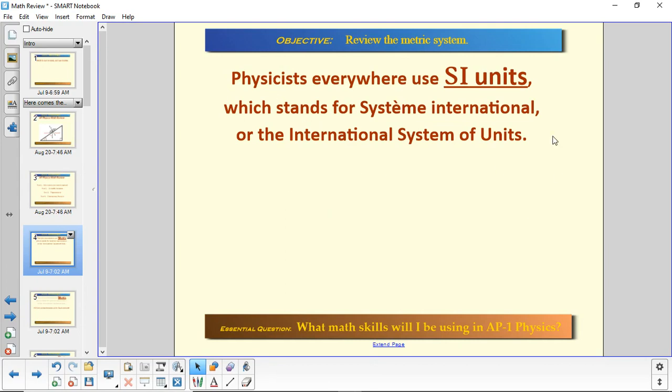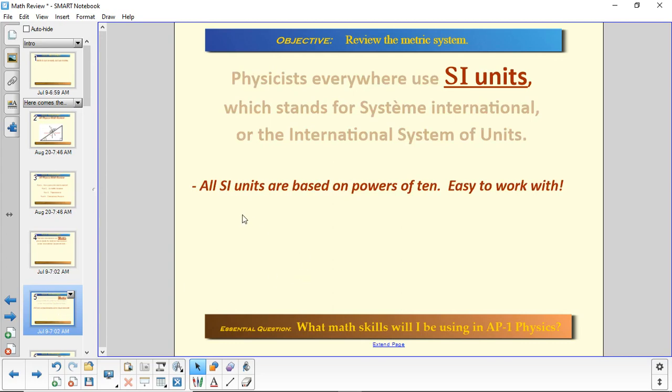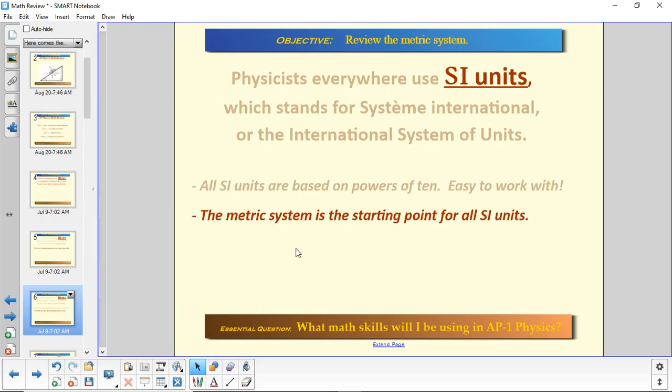Now, physicists everywhere use what are called SI units. They use this in all of the sciences, so you may have seen this in chemistry and maybe bio, not sure about that, but certainly in chemistry you've probably seen these. SI stands for Système International because the French were the ones that named it, and in English that would be the International System of Units. All the SI units are based on powers of 10, which makes them easy to work with. This is a good thing. And the metric system is the starting point for all SI units.